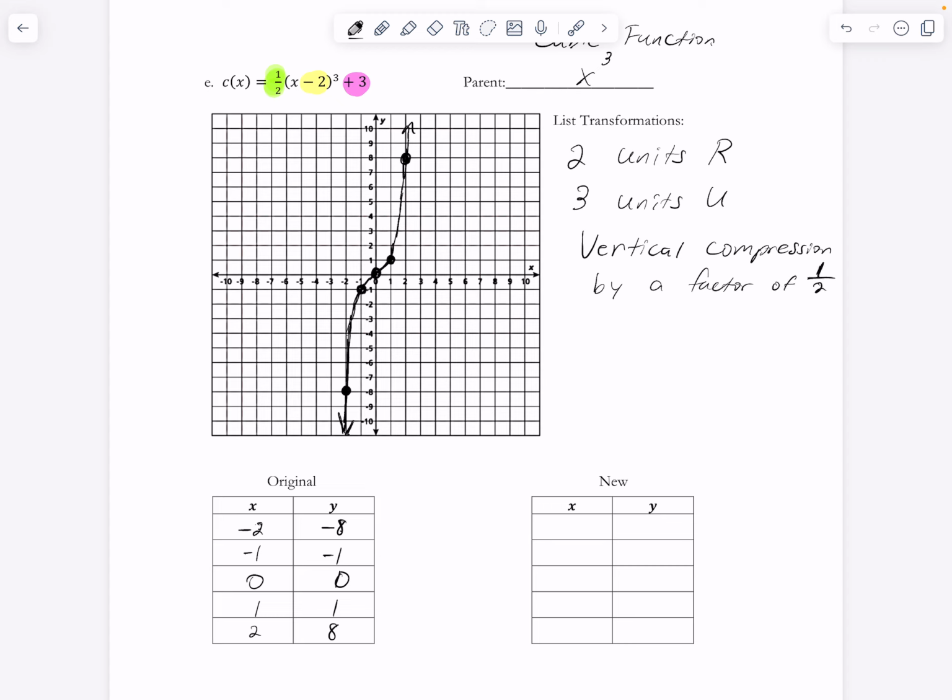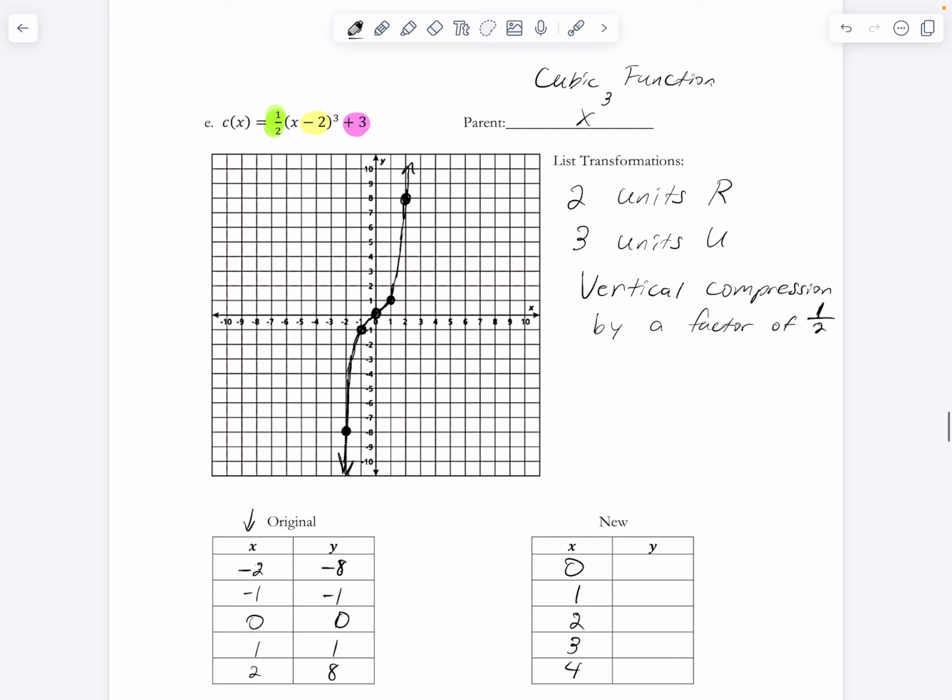All right, so essentially, instead of a stretch, like we had in the very first one where it became skinnier, this one's going to become a little bit wider. So it's not going to increase as quickly. But in terms of the new points for the table, all I'm worried about is the horizontal shift. So 2 units to the right means all of these x values in the original are just going to move 2 units to the right. So that's going to be 0, 1, 2, 3, and 4. Now, when I plug those values in, I am going to end up getting fractions or decimals, because at the end I'm going to multiply by 1/2.